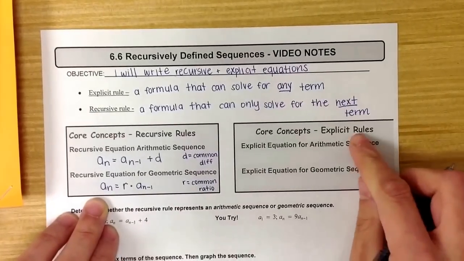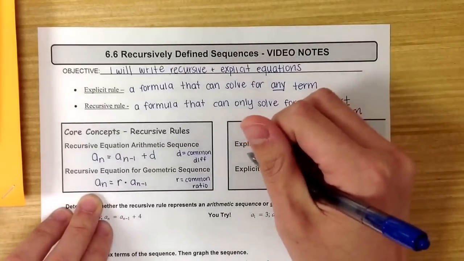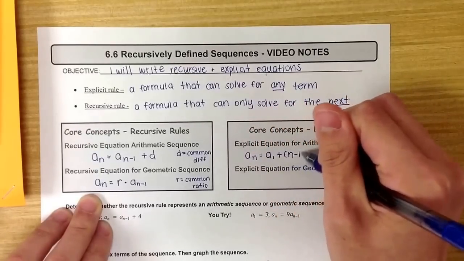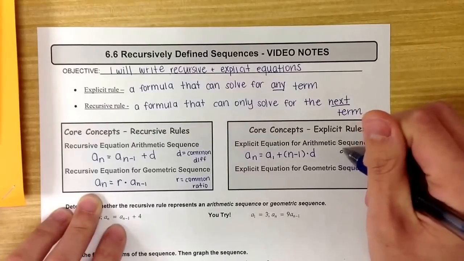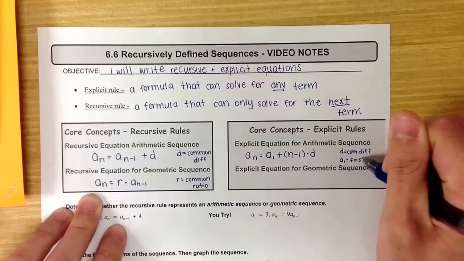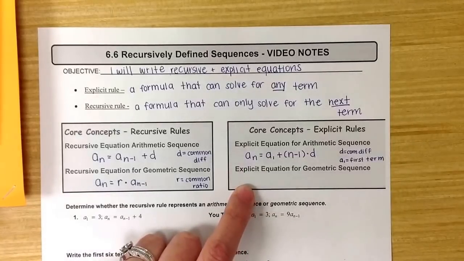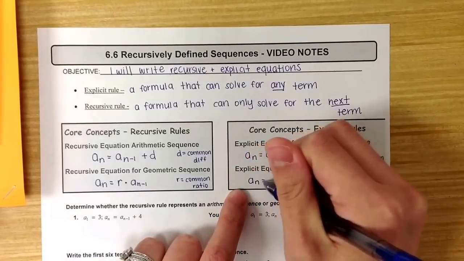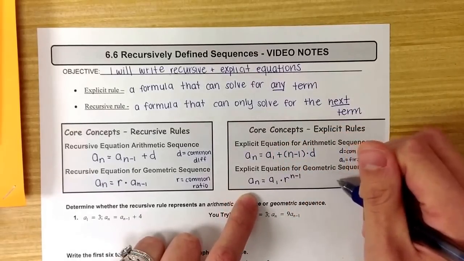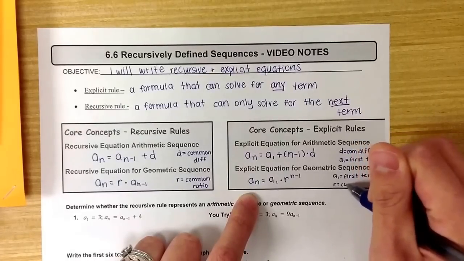All right, explicit rules. You've already actually learned these two. You learned geometric yesterday. Arithmetic you learned a few chapters ago. This one said a_n equals a_1 plus parentheses n minus 1 times d. Remember where d again is your common difference and a_1 was your first term. Okay, the explicit equation for the geometric sequence, what we talked about yesterday, was a_n equals a_1 times r to the n minus 1. So again, a_1 is your first term, and then r is your common ratio.